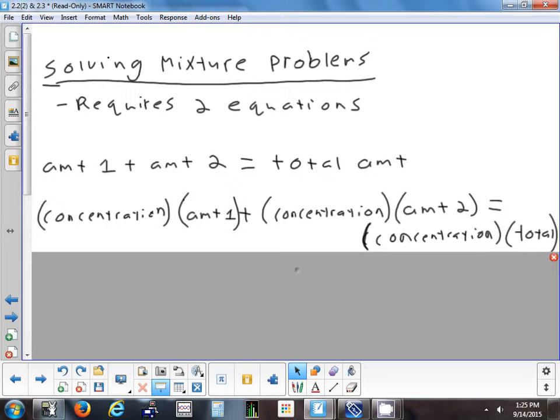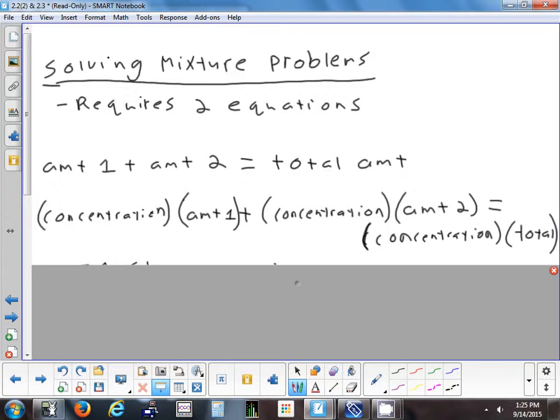The other equation you set up has to take into account the concentrations. This is the one that's more important, especially if we're going to try to do something in our head. So the second equation says take the concentration of the first thing you're mixing times how much, plus the concentration of the second thing you're mixing times how much, and that's equal to the final concentration. Maybe I should put that in. So that's the final concentration times the total amount that they want you to have.